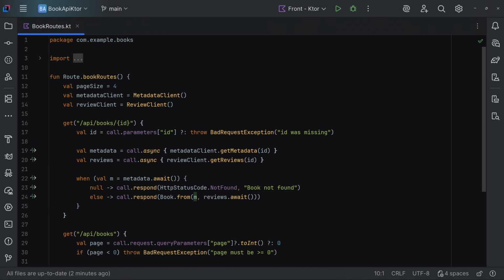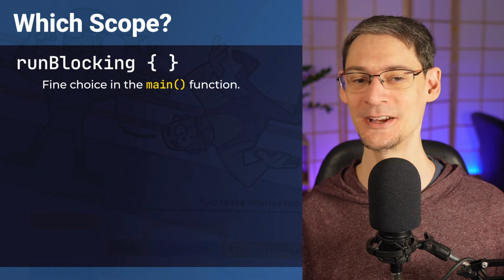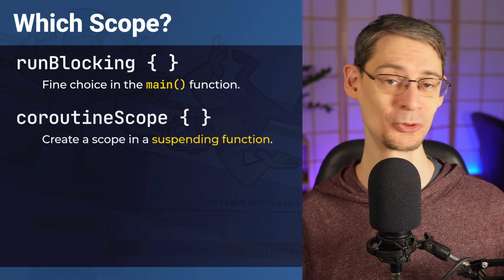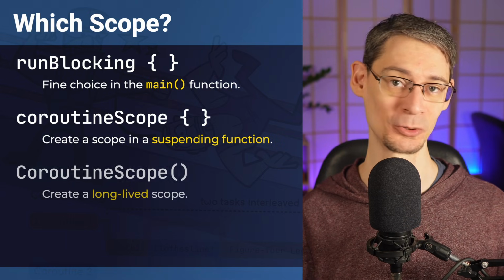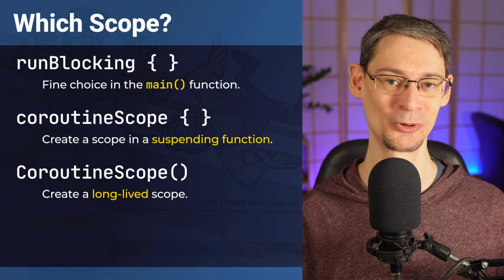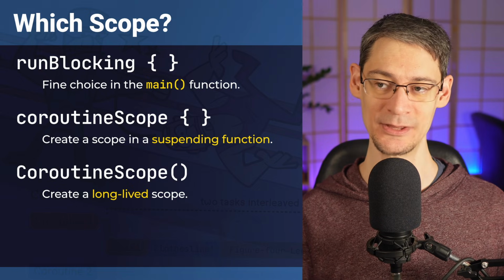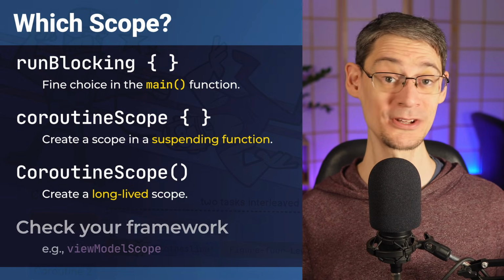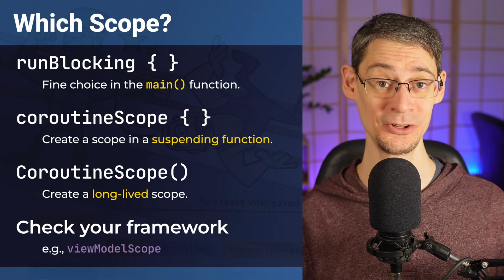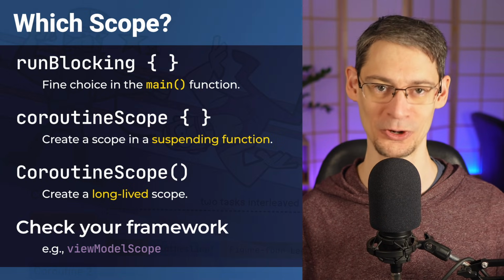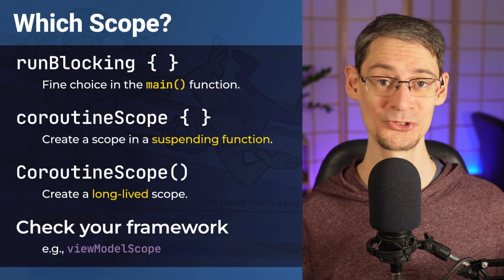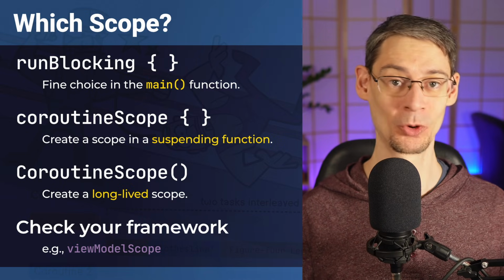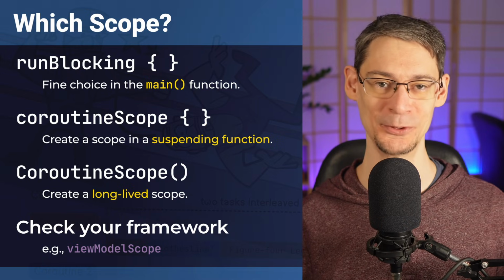So instead of using GlobalScope, you can get a scope from runBlocking, which is great for creating a scope in the main function. You could use CoroutineScope, which is great for creating a scope inside a suspending function. You can use the CoroutineScope factory function, which can be used to create a long-lived scope that's tied to the lifecycle of some other object, or you can just see if your framework has a scope that's ready for you to use, like viewModelScope or KTOR's request scope. And then, of course, once you've built one coroutine, you can build others inside the first builder's lambda, or pass its scope to another function and build more there.